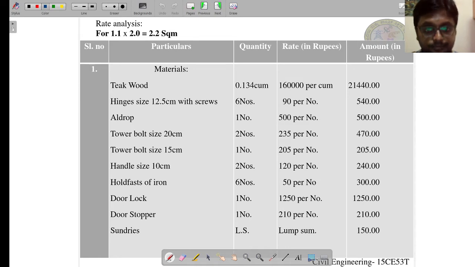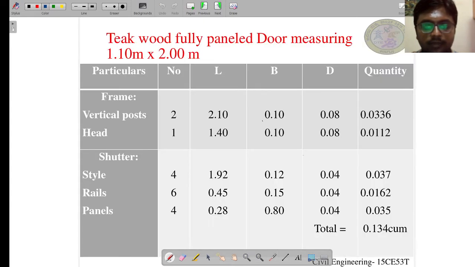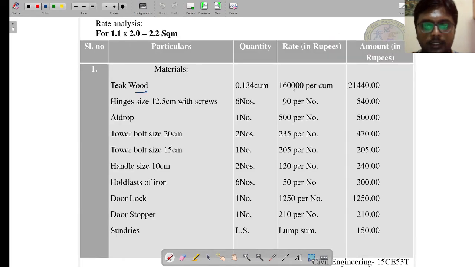So next, we have to tabulate the materials first. So let us take the teak wood, which we have calculated as 0.134 cubic meter with a rate of 1,60,000 per cubic meter. So which becomes 21,440. Likewise, we tabulate all the other fixtures as well.